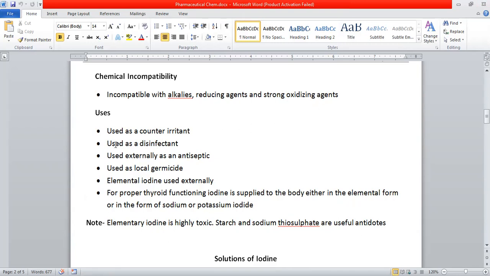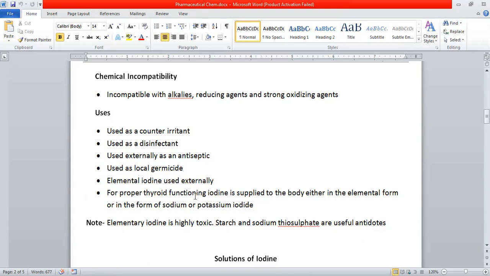Uses: it is used as a counter irritant and as a disinfectant. It is also used as an antiseptic externally. It is used as a local germicide. Elemental iodine is used externally.